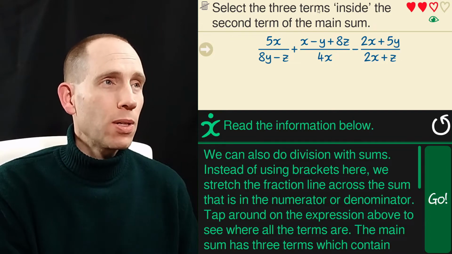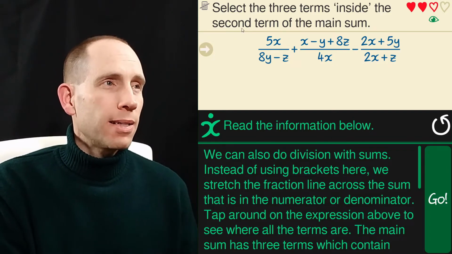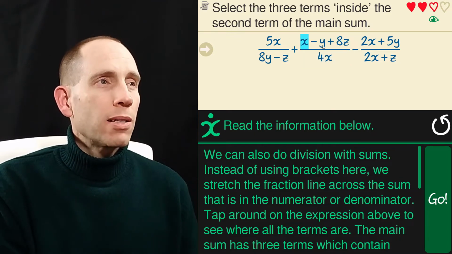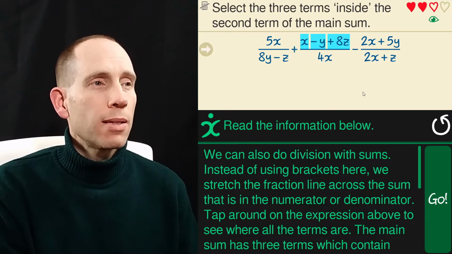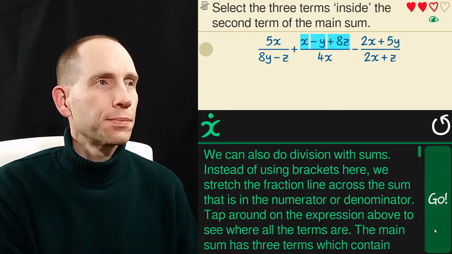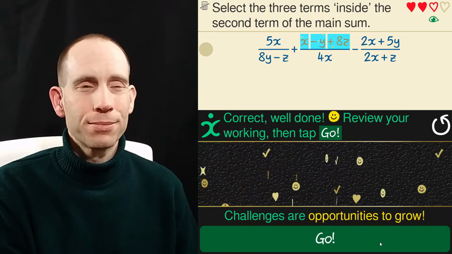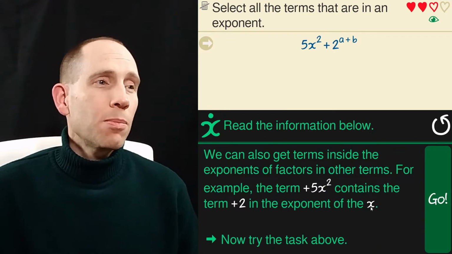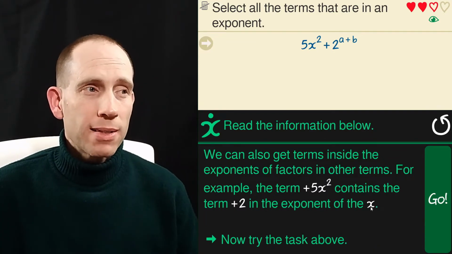Okay, so select the three terms inside the second term of the main sum. So this is the second term, and inside its numerator I've got 1, 2, 3 terms. There we go. So we can also get terms inside the exponents of factors in other terms.